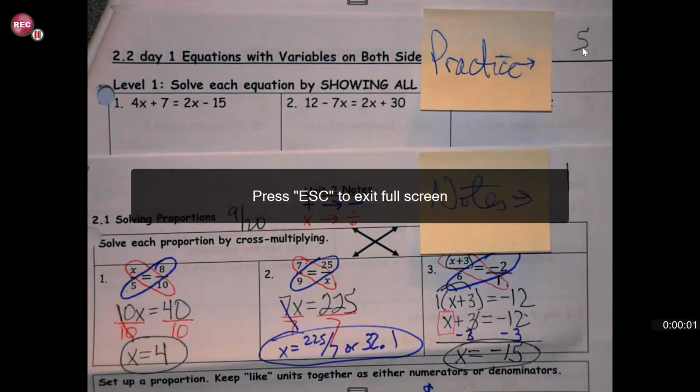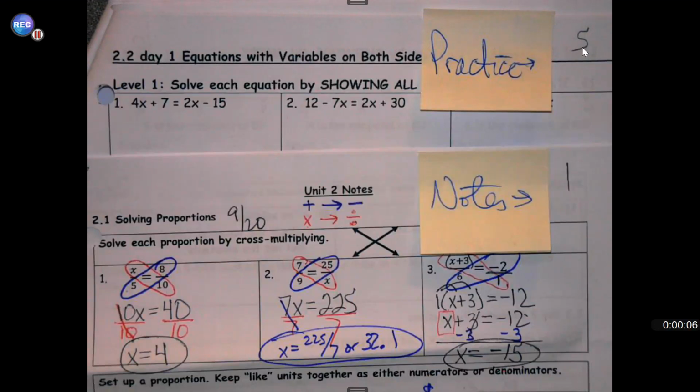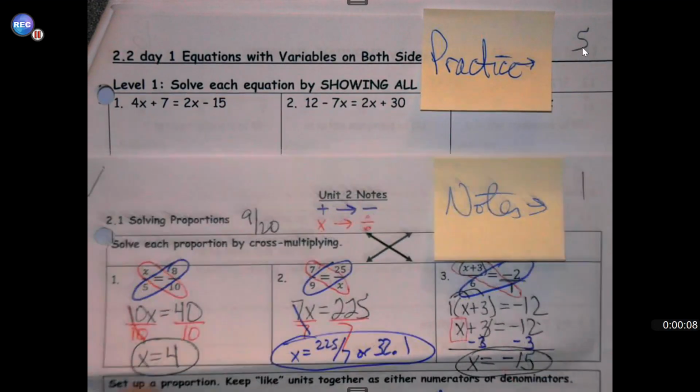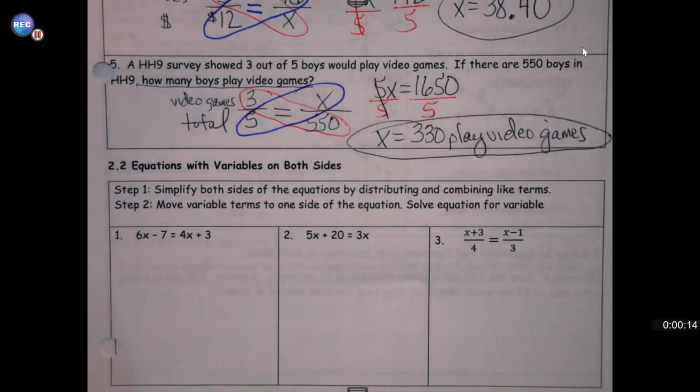So today we are going to be dealing with, let me move this up a little bit, front of the note packet. We are going to be dealing with equations with variables on both sides. And as it says in the steps, phone away.